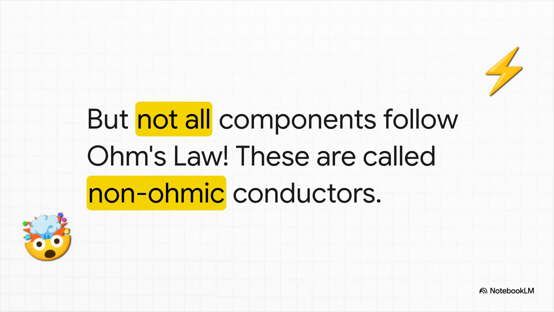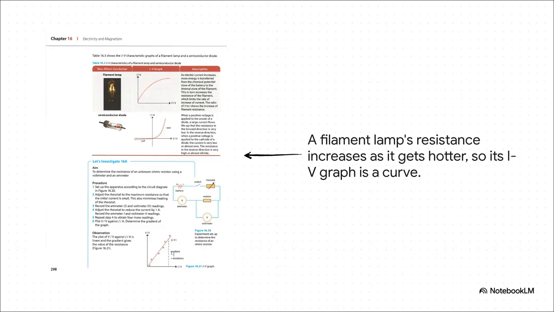Okay, but just when you think you've got it all figured out, physics throws you a curveball. That perfect, simple V equals I times R rule, yeah, it doesn't apply to everything. Some things just don't play by the rules. We call these little rebels non-ohmic conductors. And the classic example is an old-school filament light bulb. Think about it. When you pass a current through that tiny little wire inside, what happens? It gets super, super hot, right?